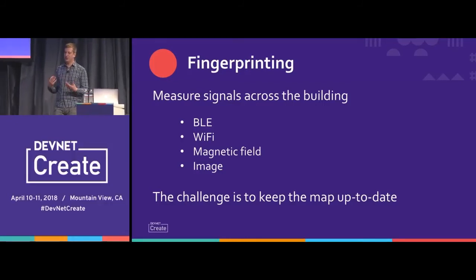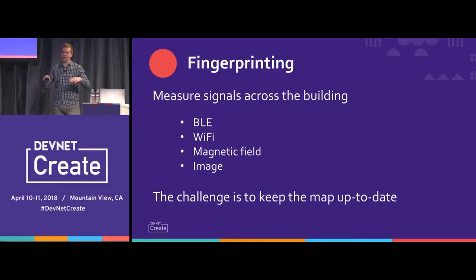Because we are measuring, we are making a snapshot of the signals that we hear in an environment. If anything changes in the environment, we can completely disturb the map of the signals, and therefore not be able to retrieve the correct position.